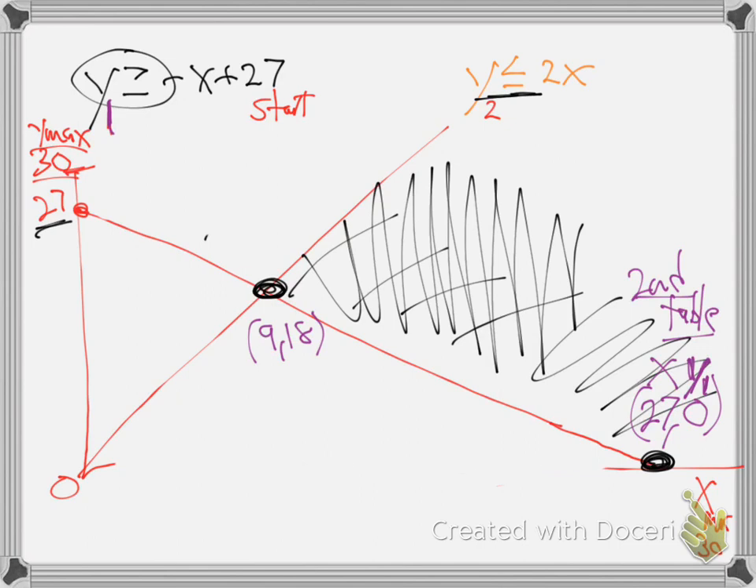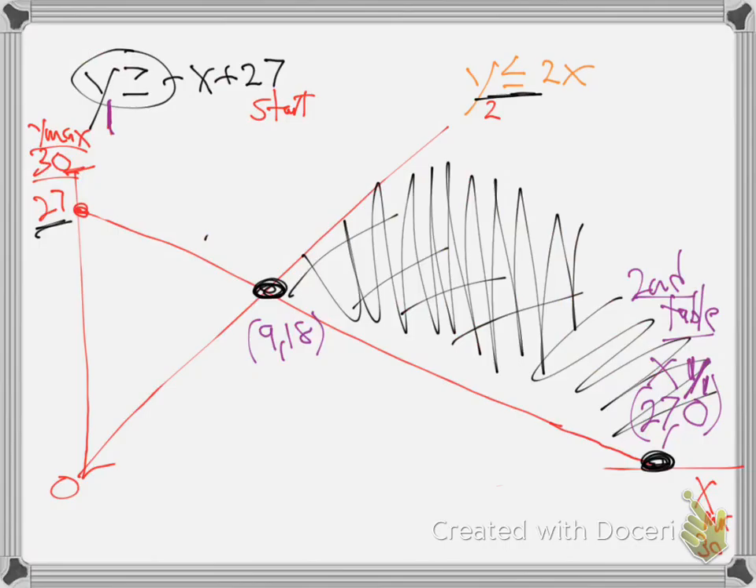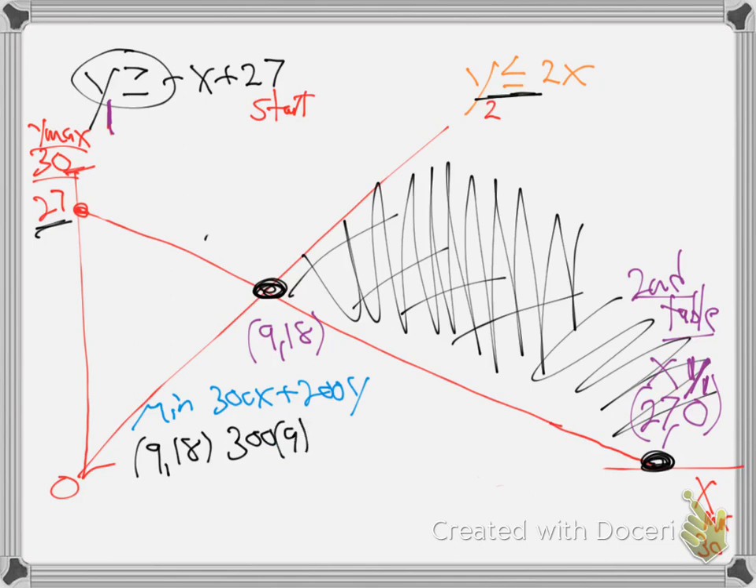These are taking forever. So what am I supposed to plug into? 300x. There's what we're minimizing. 300x plus 200y. So minimizing 300x plus 200y. So begin with plugging in 9, 18. 300 times 9 plus 200 times 18, whatever that is.